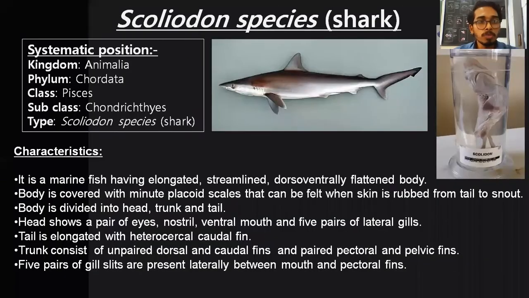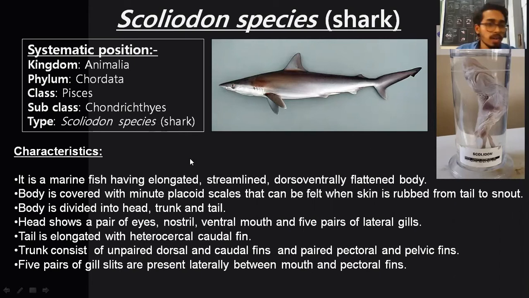Looking at its systematic position, it belongs to kingdom Animalia, phylum Chordata, class Pisces, then subclass Chondrichthyes. The term Chondrichthyes is derived from chondron, meaning cartilage. The type specimen is Scoliodon species, also called shark. This is the image of the shark in a fresh condition, whereas this is an image of the Scoliodon when it is inserted in a fixative.